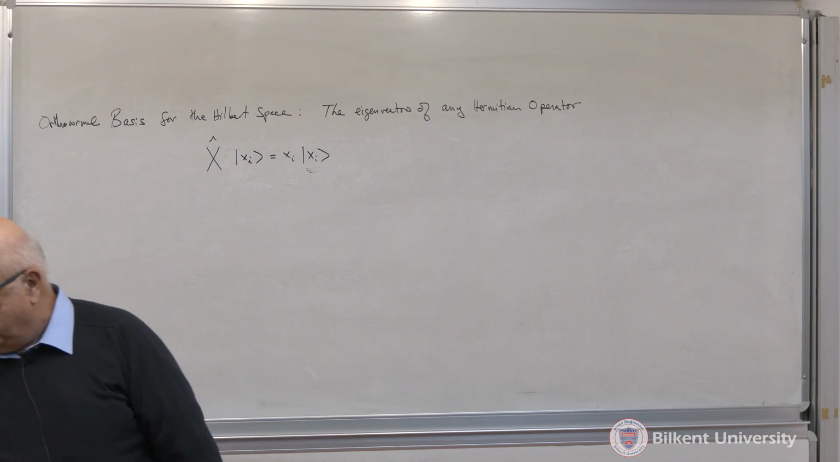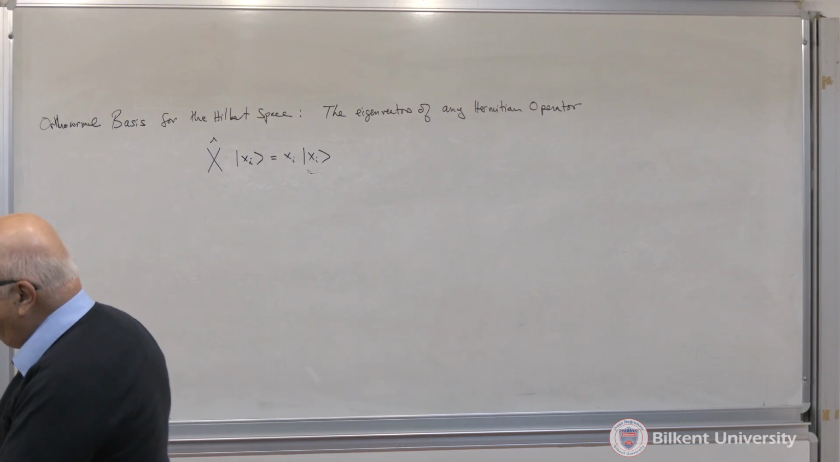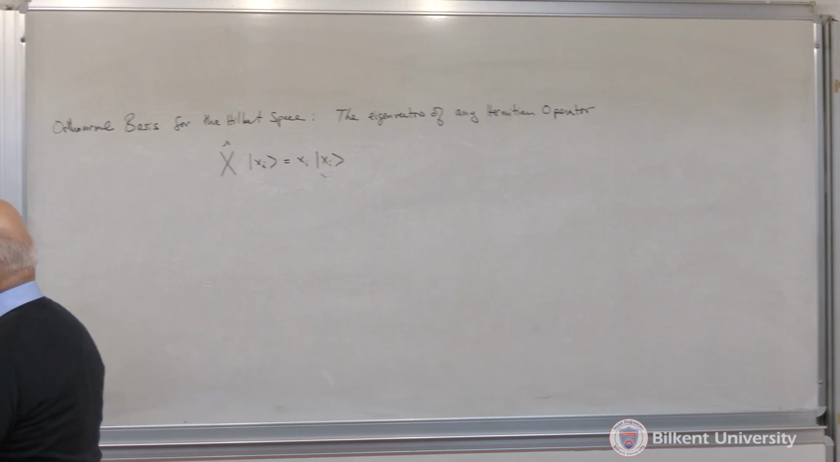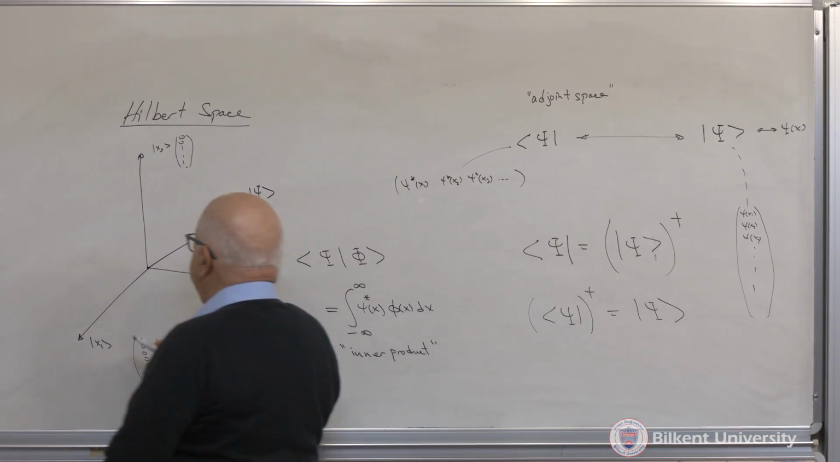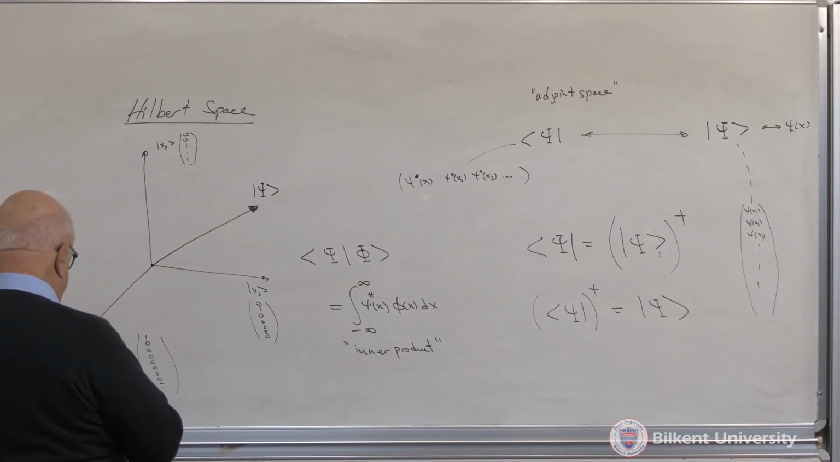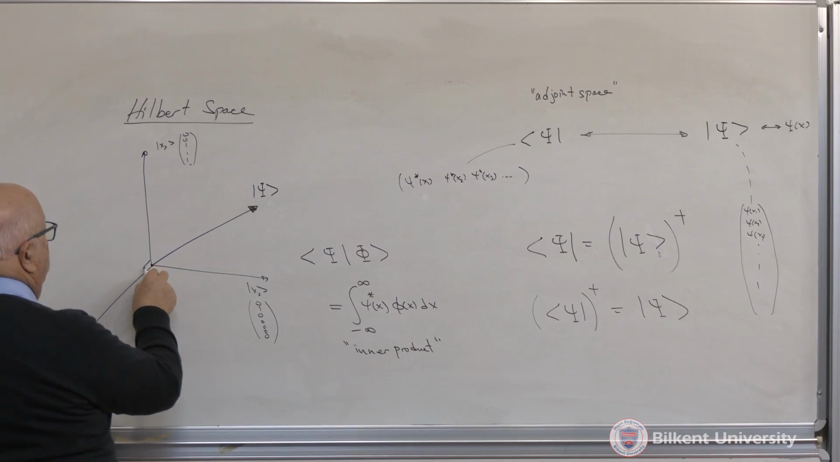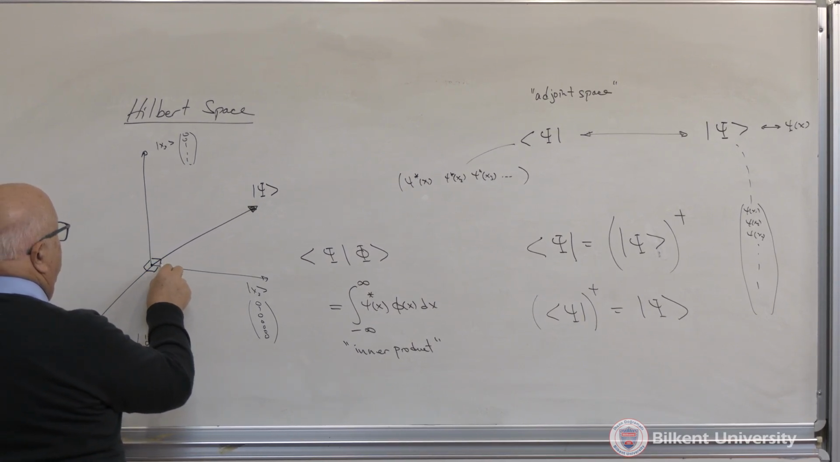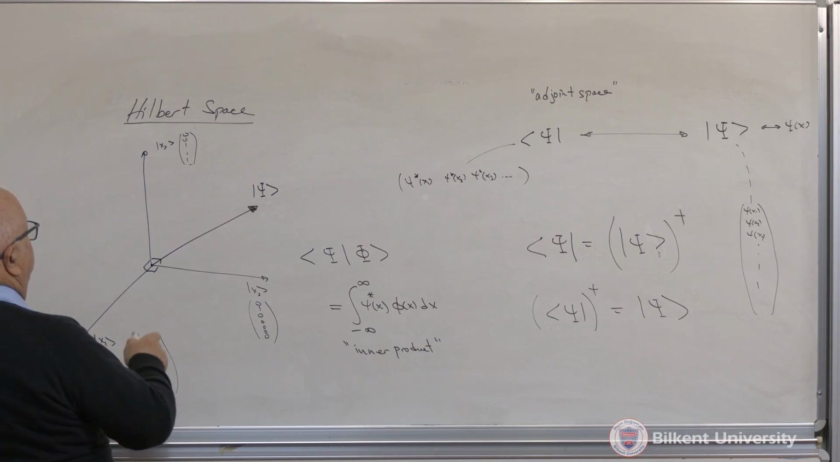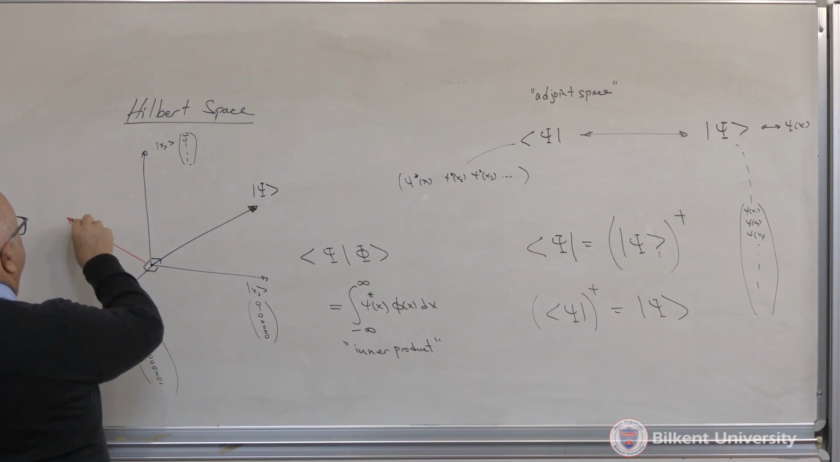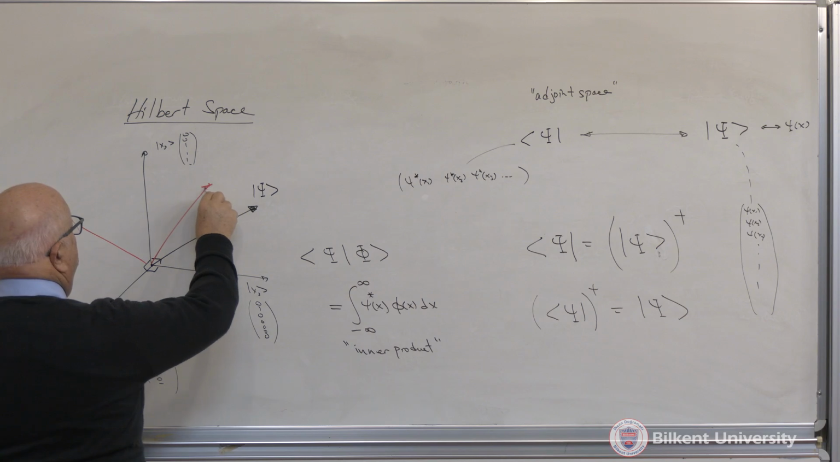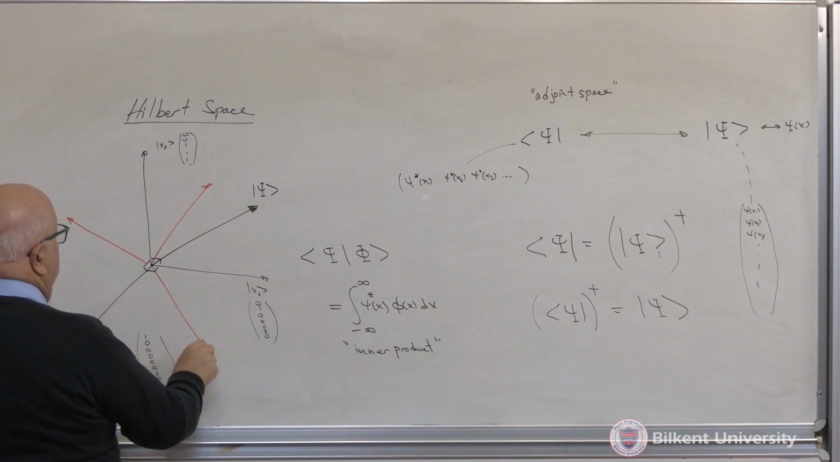But I can also have a different set of basis vectors. For example, all of these x's are perpendicular to one another, although there are an infinite number of them, so that's an orthogonal basis. But I could, for example, have chosen the momentum eigenvectors, right?